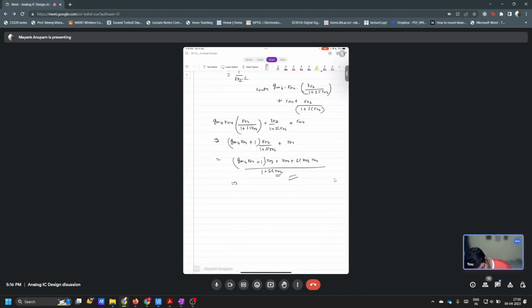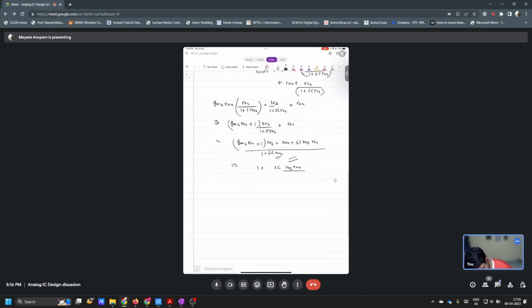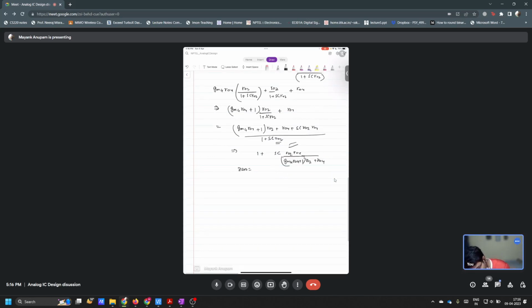So it is actually equal to what? So 0 is equal to... Here the numerator is 1 plus SC RO2 RO4 divided by GM4 RO4 plus 1 into RO2 plus RO4. Yes, this is the numerator. So 0 is GM4 times RO4 plus 1, RO2 plus RO4, divided by C into RO2 RO4.